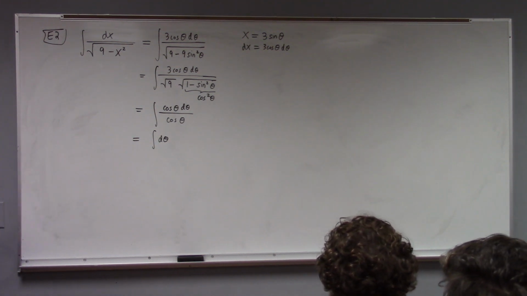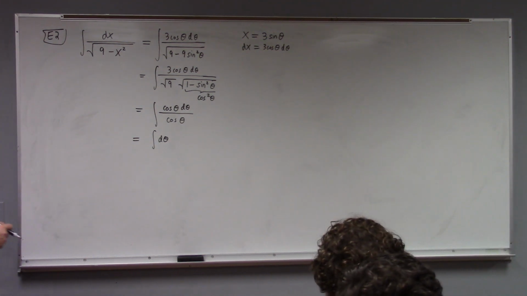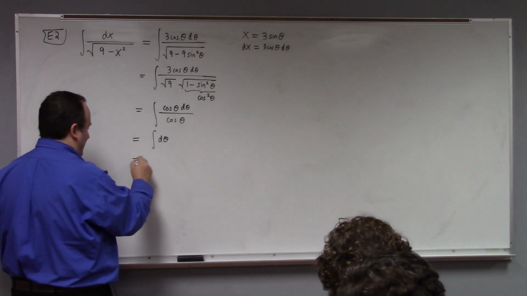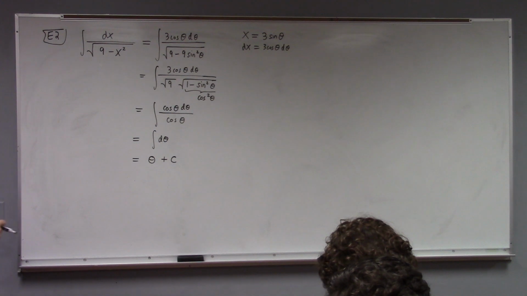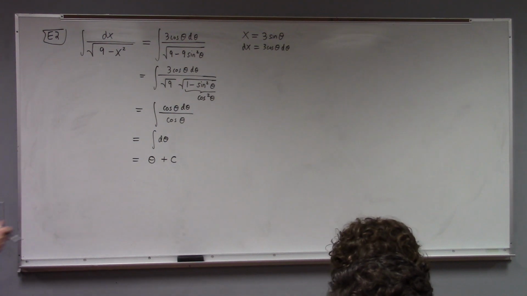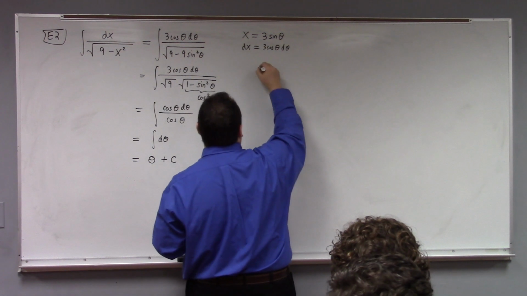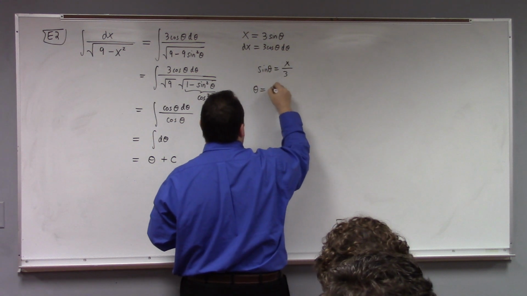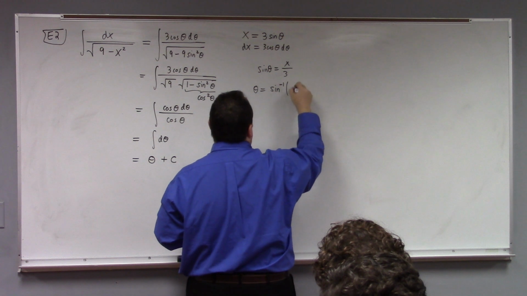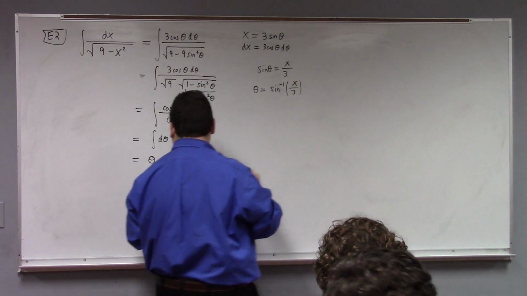So we can all do that integral, right? I think we can do that one. Theta plus a constant, but what is theta here? We've got sine theta is x over 3. So what did you say it was? Theta is what? Inverse sine of x over 3.